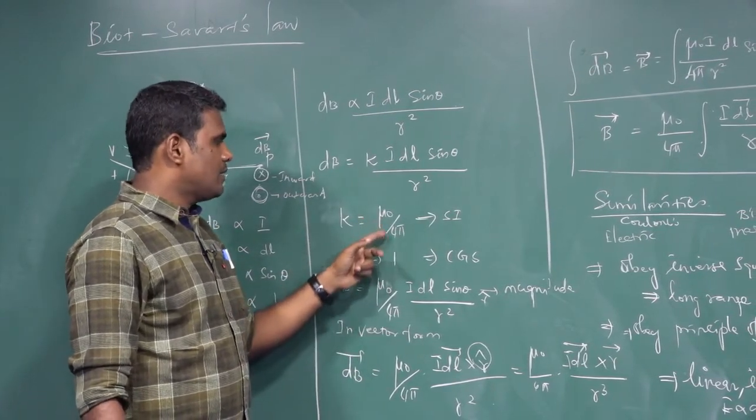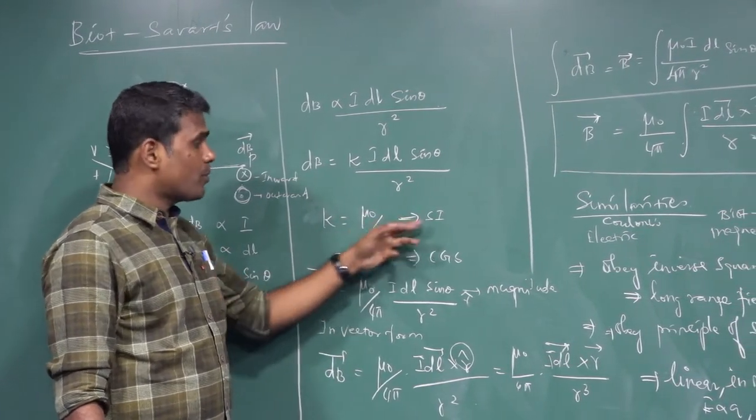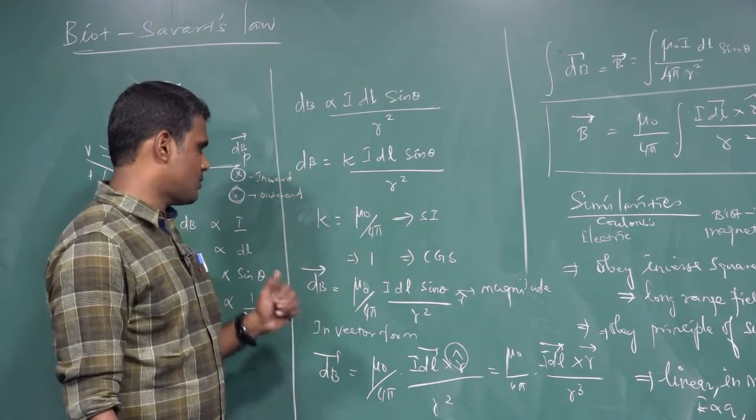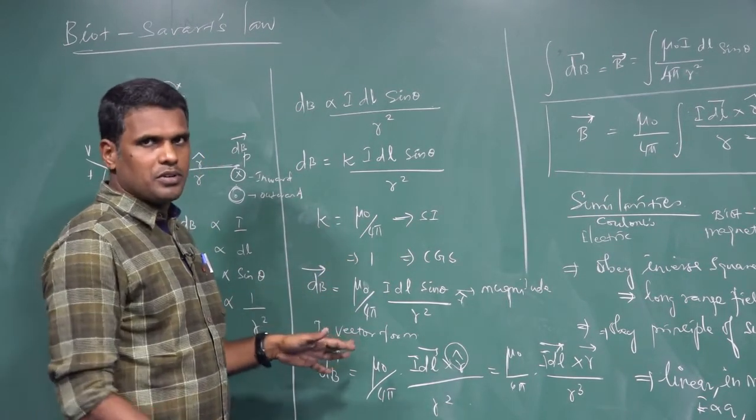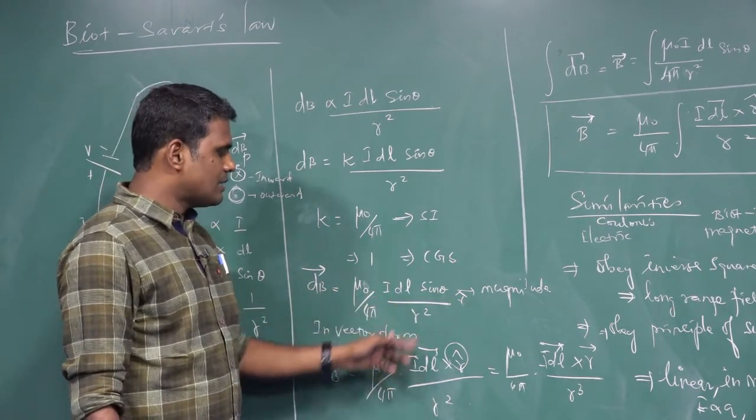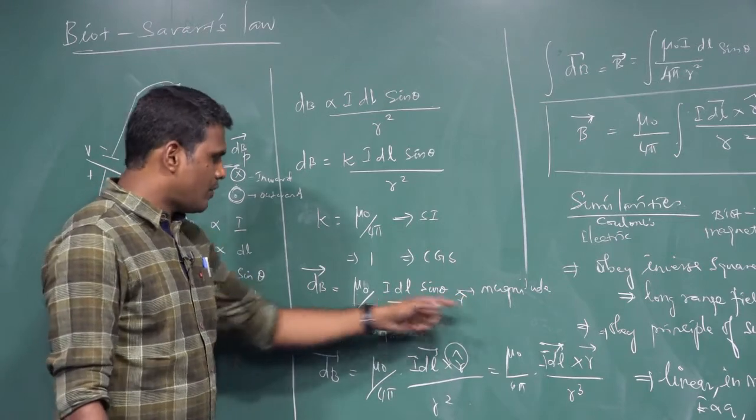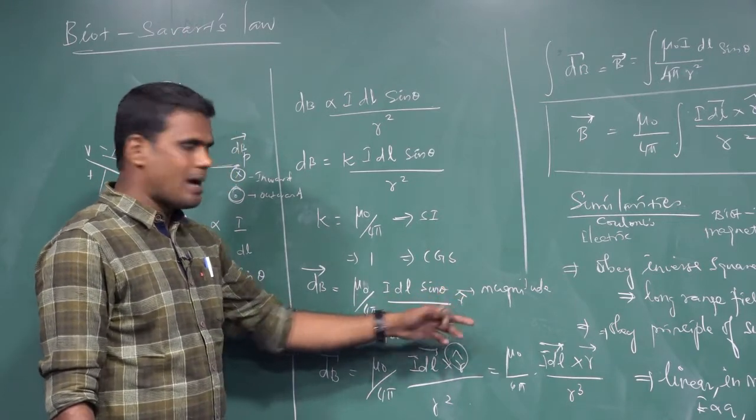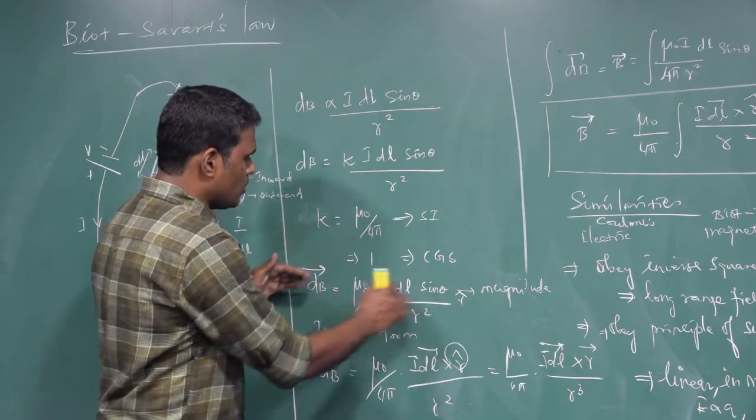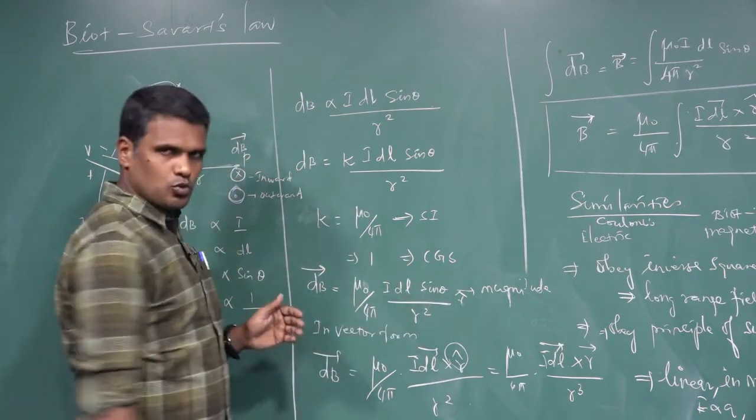Constant k is expressed in terms of mu naught by 4 pi when we use SI units and is equal to 1 in CGS system of units. We use SI system of units. So dB vector equals mu naught by 4 pi I dl sin theta by r square into r cap. If I multiply this magnitude with r cap, then this will become a vector. So magnitude is simply dB equals mu naught by 4 pi I dl sin theta by r square.